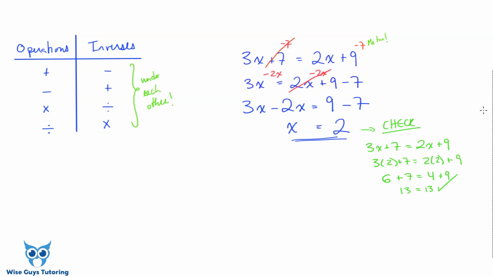So why don't we try another example now? Let me clear this board and let's do another example. So let's say I have 4x minus 5 equals x plus 4.